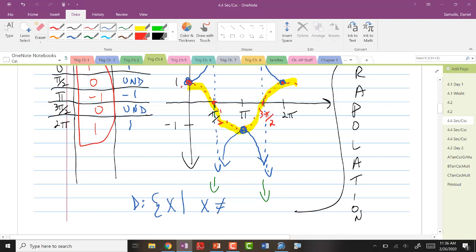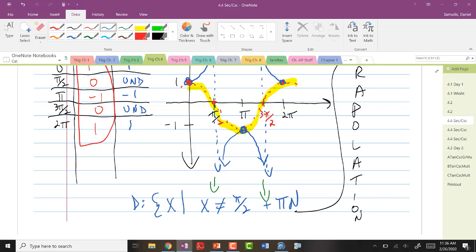X cannot equal, where's the first naughty value? Pi over 2. What's not different? How far away are those asymptotes? Half the period, pi n. And that's how you write all asymptotes, because these asymptotes go on forever.